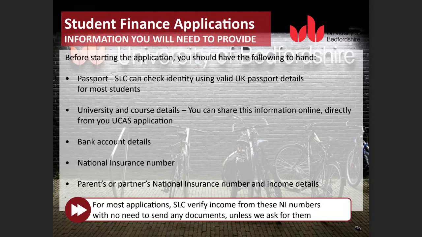You can't complete an application without a valid national insurance number, so make sure you have that to hand when you make your application. And then any parents, guardians, or partners whose income is being assessed as part of the maintenance loan assessment will need to provide their national insurance number and their income details. The application process is very user-friendly and straightforward, and there's lots of help and guidance on the website.